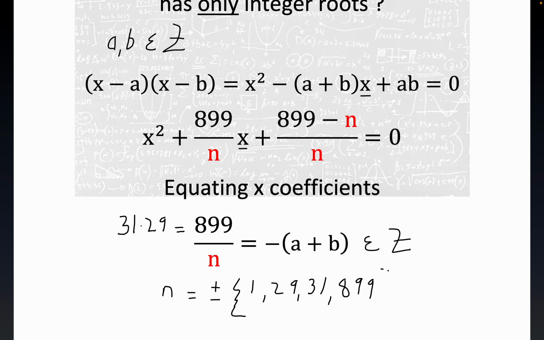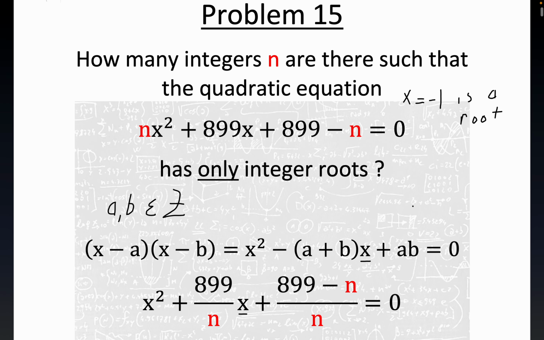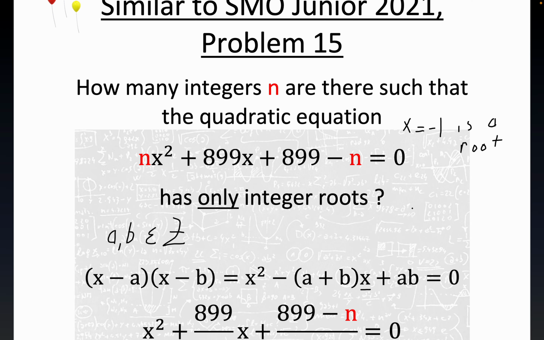But if n is any of the numbers in this set, and there's 8 integers in this set, that necessarily will produce an integer here, but no other n will do that, right? So the answer would be 8. There's 8 such because you have to do the plus and minus versions of 1, 29, 31, and 899, the only 4 divisors of 899. So I like that problem quite a bit. How many such integers? The answer would be 8.